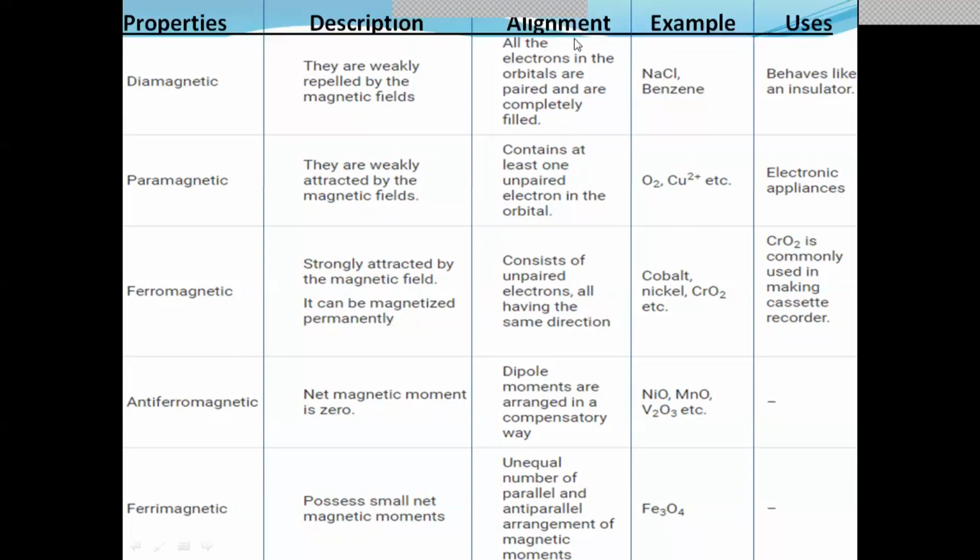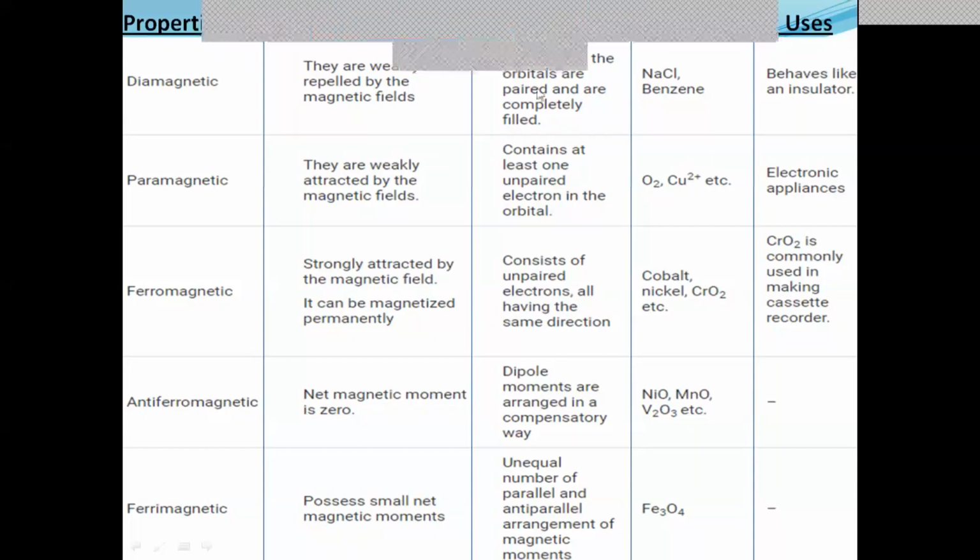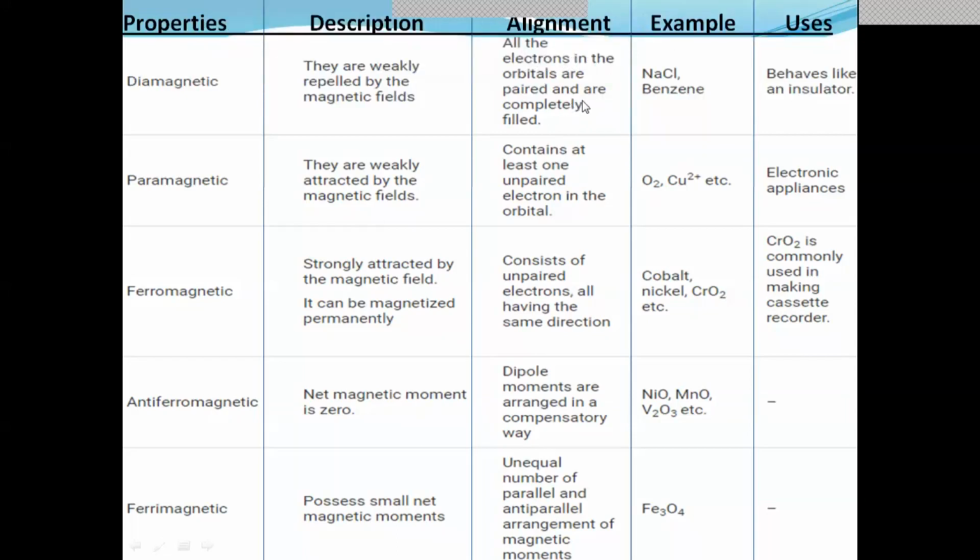How about the alignment seen here? Diamagnetic substances have all electrons in the orbitals paired and completely filled. Therefore, they are weakly repelled by the magnetic field. Examples: sodium chloride, benzene, etc. And they behave like insulators.